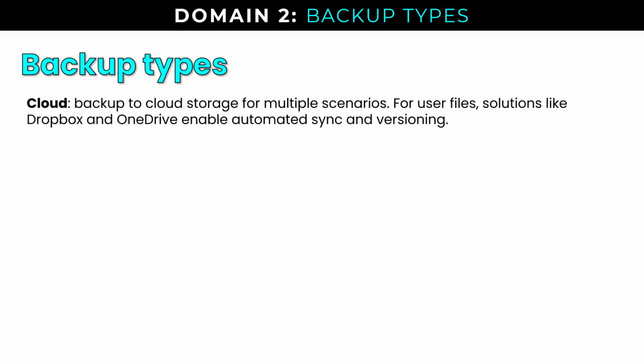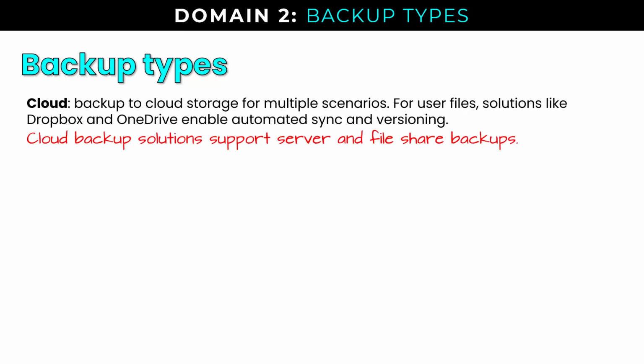So continuing down the backup types, we have cloud backup. So backup to cloud storage for multiple scenarios. User file solutions like Dropbox and OneDrive enable automated sync and versioning at an individual user level. Cloud backup solutions support server and file share backup. So for an individual user, just synchronizing their OneDrive is a solution. But to, say, facilitate faster recovery from a ransomware attack, we might buy a third-party solution that allows us to back up all of our Office 365 files.